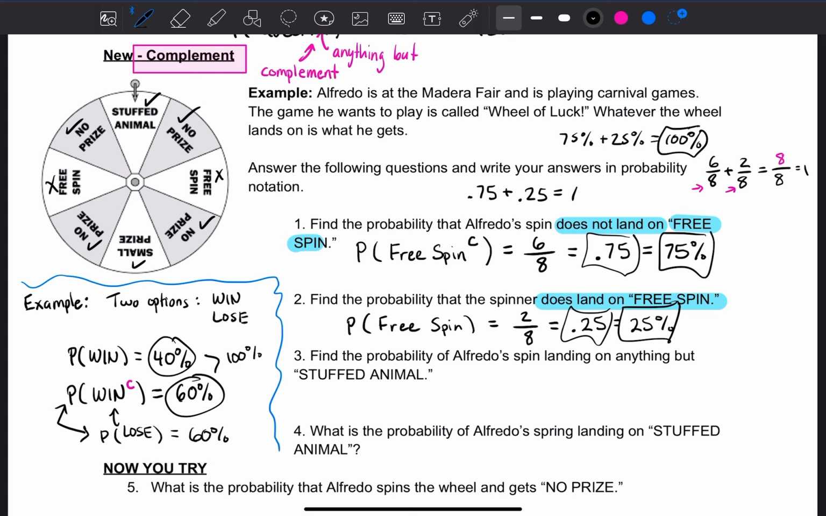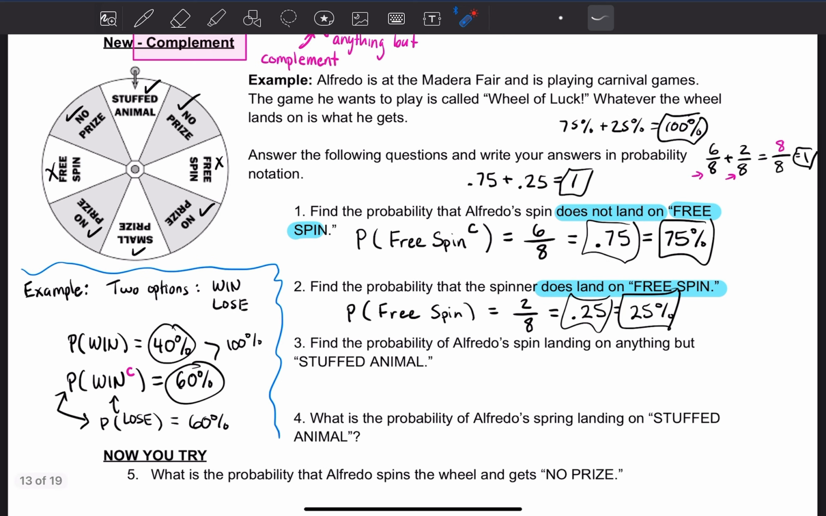So all these things, when you have the complement of an outcome and you want to find the outcome, we know that these 2 have to add up to 100%. If it's not this one, it's this one, right? If you're not winning, you're losing. So when you only have 2 options like that, they should add up to 100%. Let's go ahead and see that in this next example.